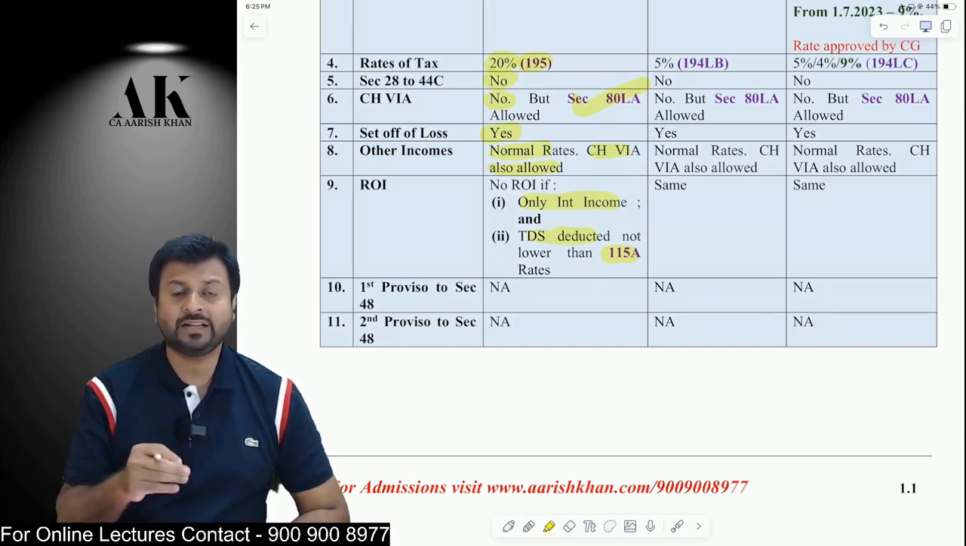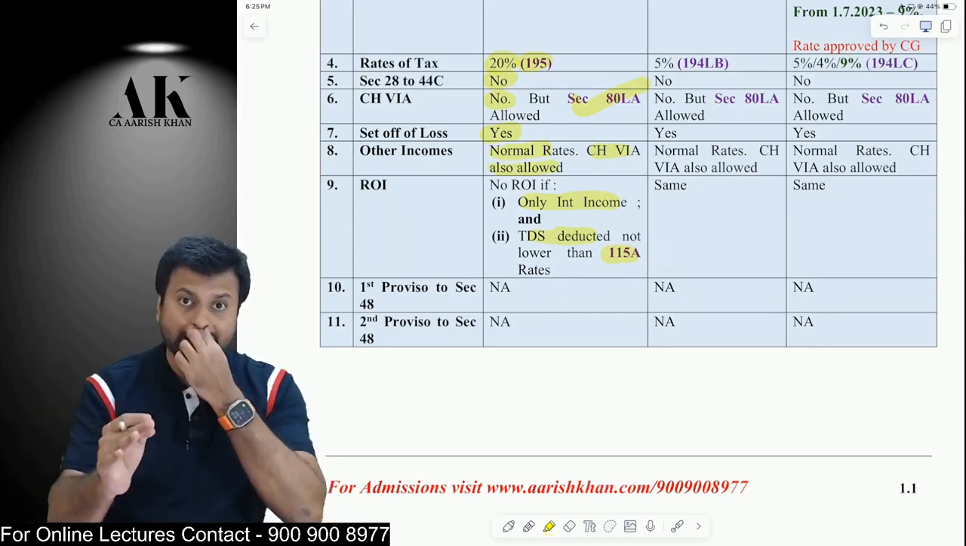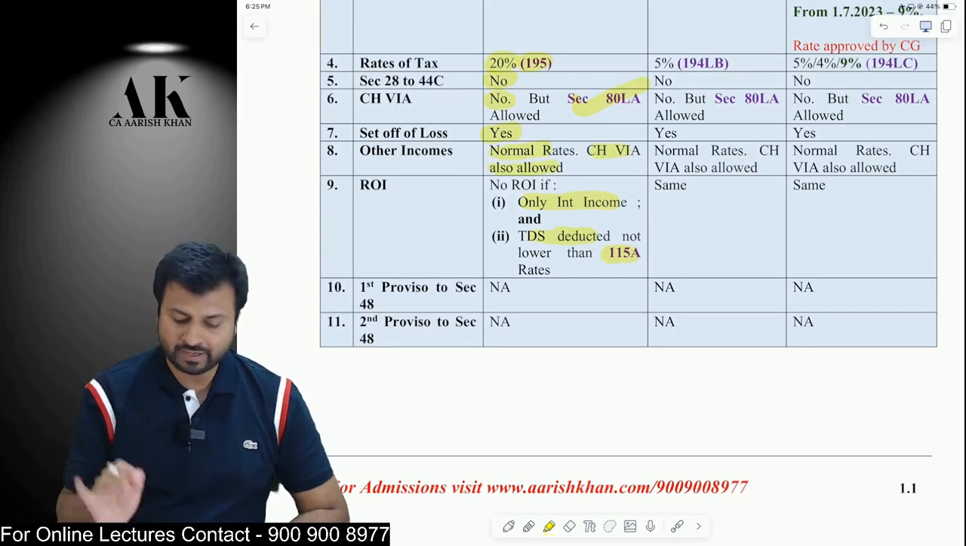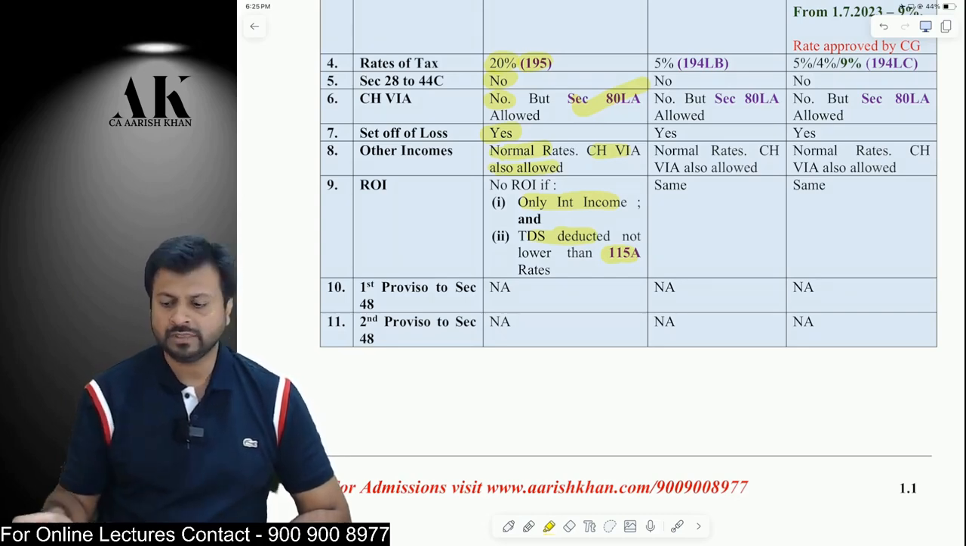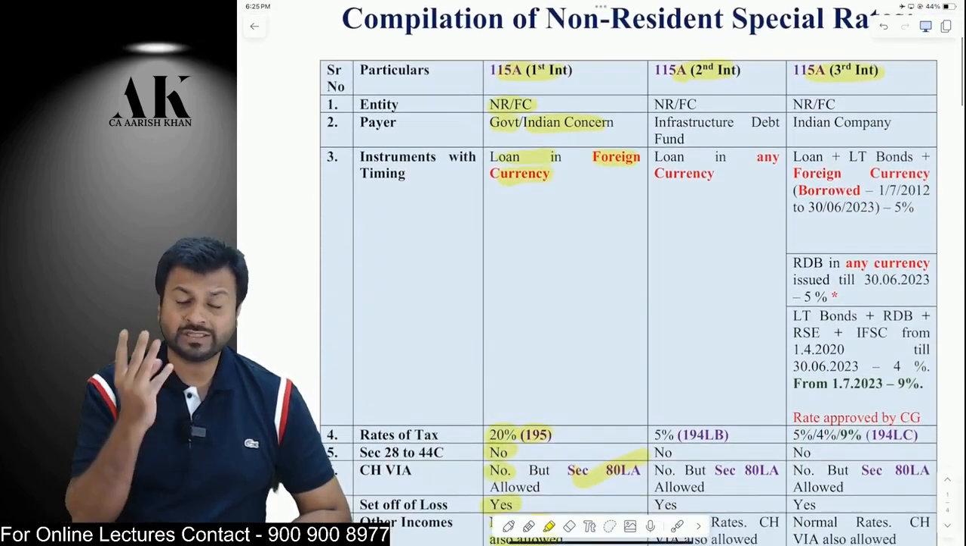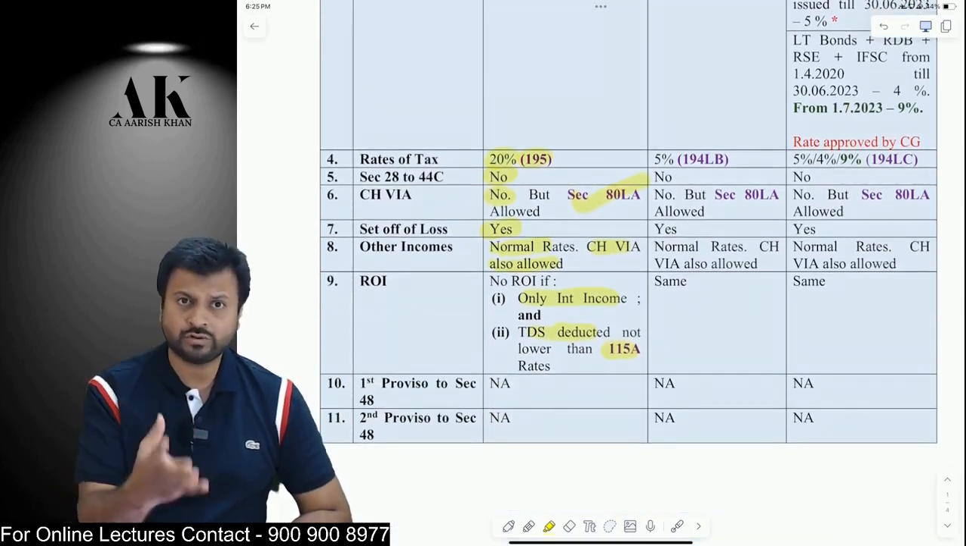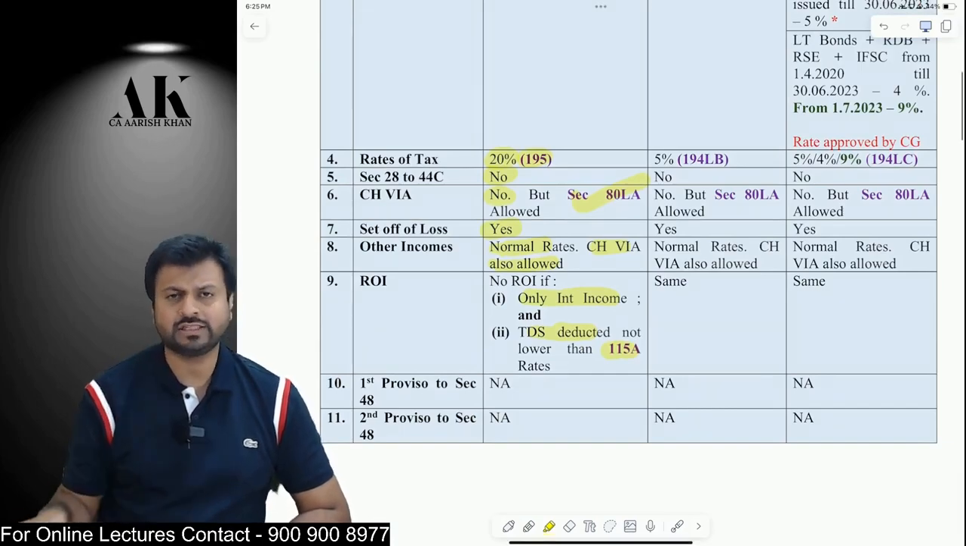But if the TDS is deducted, say at 10%, because in DTAA it is written 10%, so it is lower than the rate mentioned in 115A. In that case, the assessee is liable to file the income tax return. This is a very important point which has been tested by ICAI. So there are a lot of aspects that you have to see: who is the assessee, who is the payer, what is the instrument, what are the rates of tax, are we going to get the deduction, are we going to get chapter 6A, are we going to get set off of loss, all these things have to be seen.